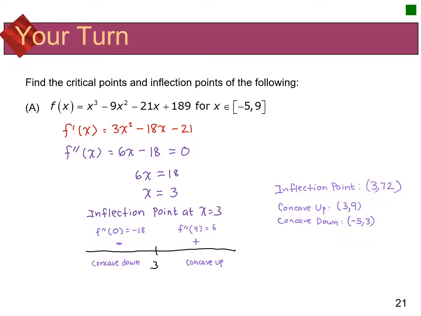So at the second derivative, I plug 0 in, I get -18, which indicates that that's negative, which means it's concave down before 3. And if I put in 4 in the second derivative, I get 6, which is positive, which indicates it's concave up. So I do have an inflection point at 3, 72. Again, this was the result of me doing f of 3, not f prime, f double prime. So my inflection point is at 3, 72. It's concave up on the interval from 3 to 9. It's concave down on the interval from -5 to 3.